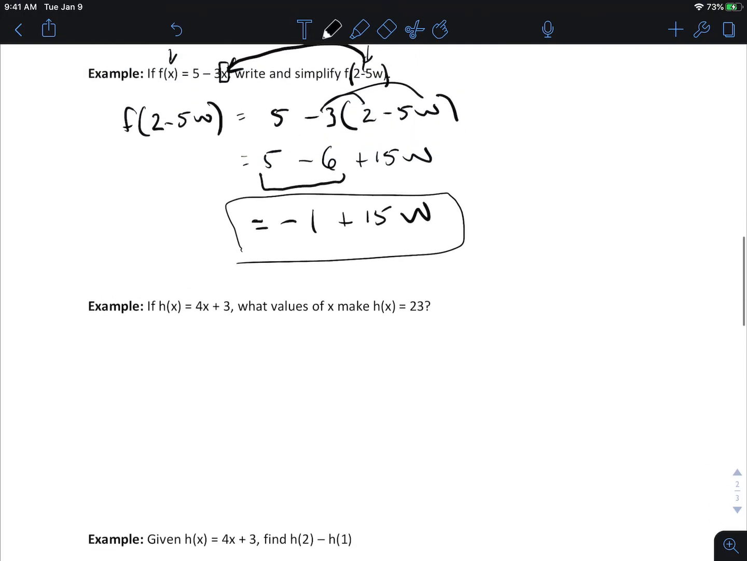Can we get rid of that? I can leave that sitting there. This one is very similar to the one we had earlier. We want to find the value of x that makes the equation equal to 23.